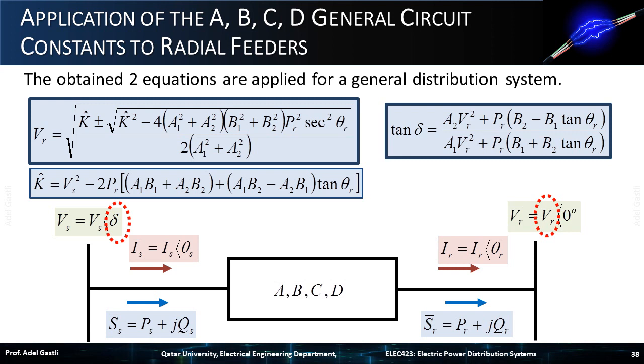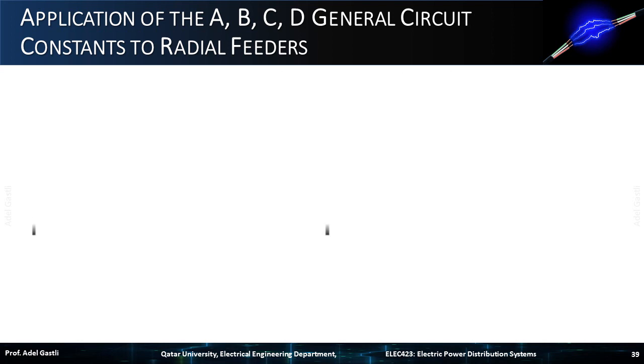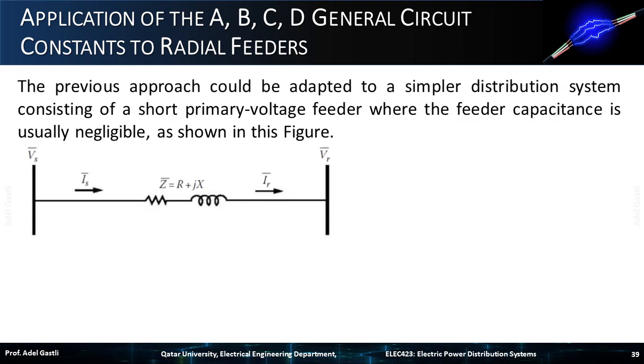Remember that, in this chapter, we are studying the design considerations, which are constrained by the voltage drop limit and power loss. So, knowing VR and delta, will allow us to calculate the voltage drop and the copper loss. The previous approach could be adapted to a simpler distribution system, consisting of a short primary voltage feeder, where the feeder capacitance is usually negligible, as shown in this figure.